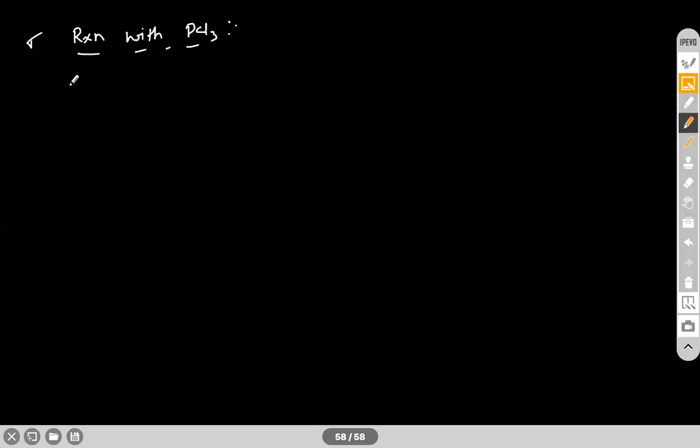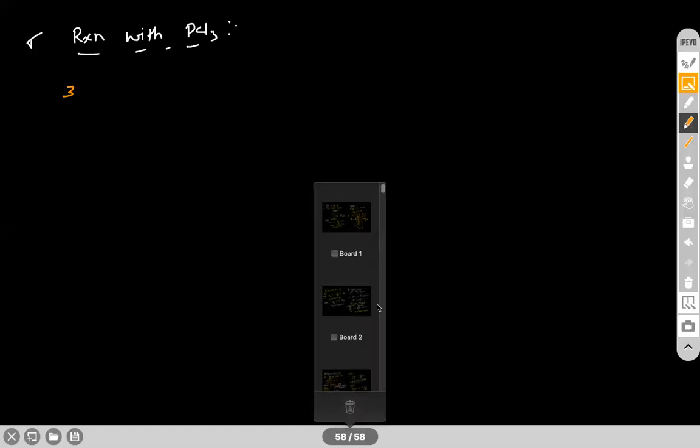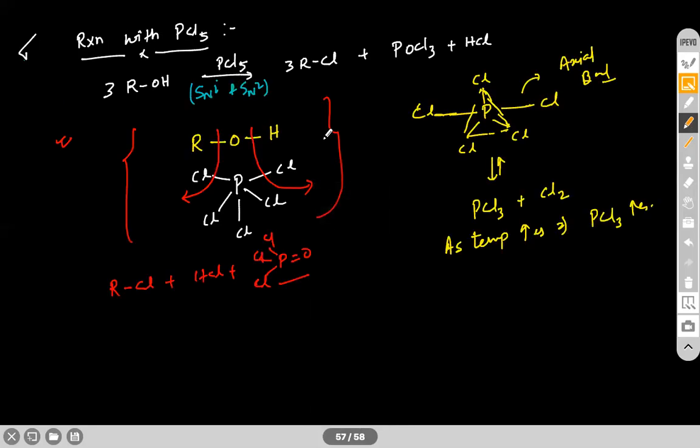Okay, here we are taking 3 molecules of, just a second, let me check this. No, we are not taking 3 molecules here. Only 1 molecule we are taking. That's why I say only 1 molecule we are using.